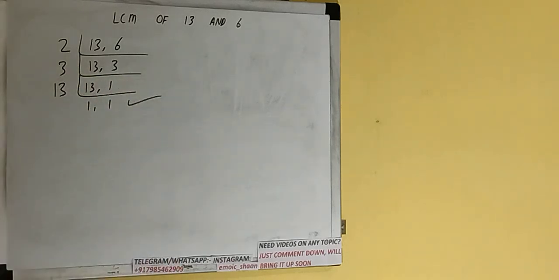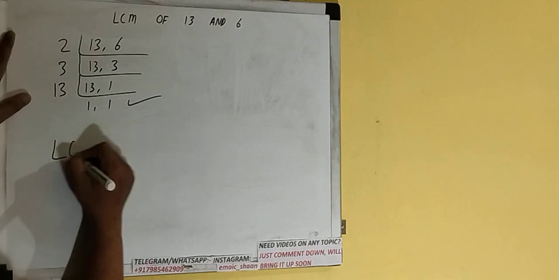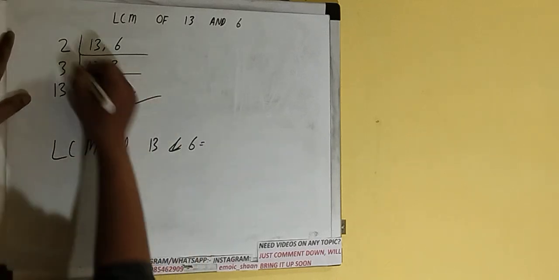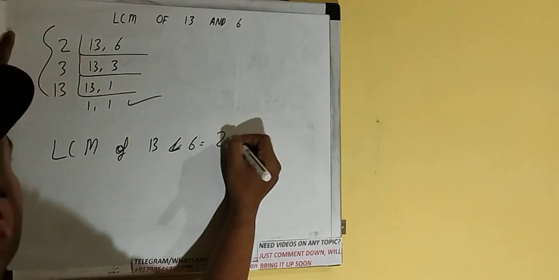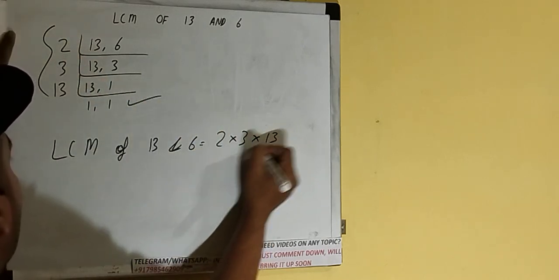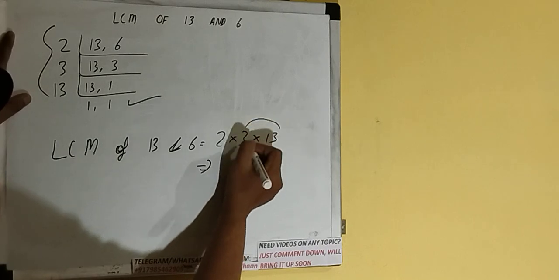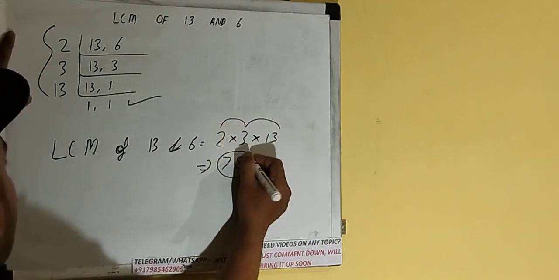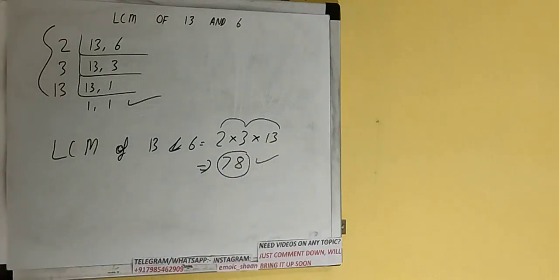Once we get that, we need to stop and do one last thing. That is, the LCM of 13 and 6 would be the multiplication of whatever we have on the left hand side, that is 2 cross 3 cross 13. So if we multiply, 13 times 3 is 39, 2 times 39 is 78. So the answer would be 78, or the LCM would be 78.